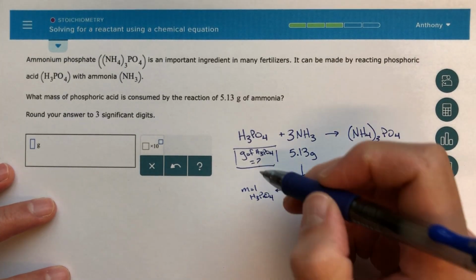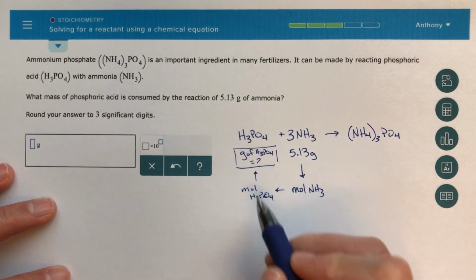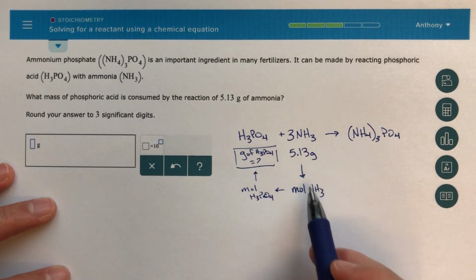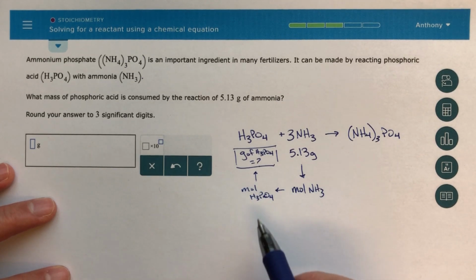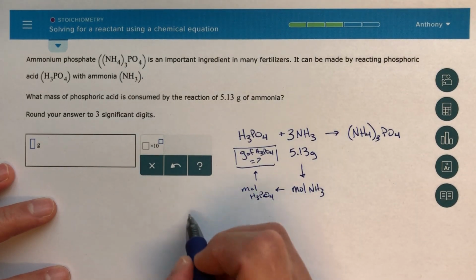And then once I have the moles of H3PO4, I could ultimately convert that back into grams to get to my final answer. So this is going to be my strategy, right? My flow chart to go through my problem. So let's go ahead and do that.